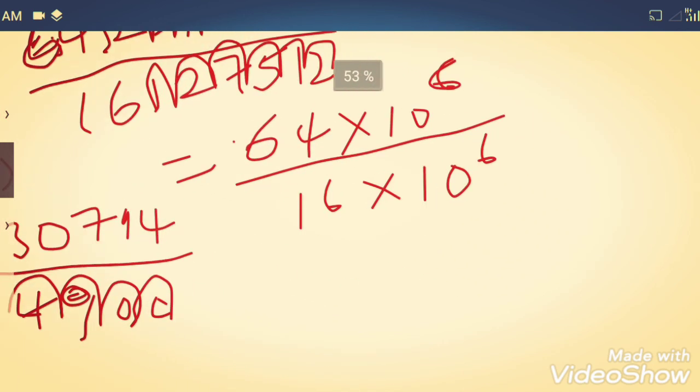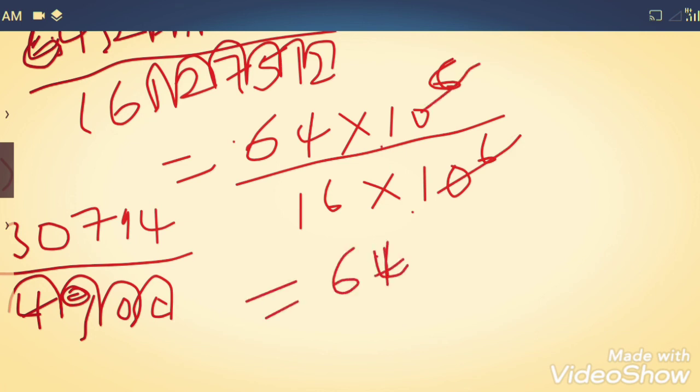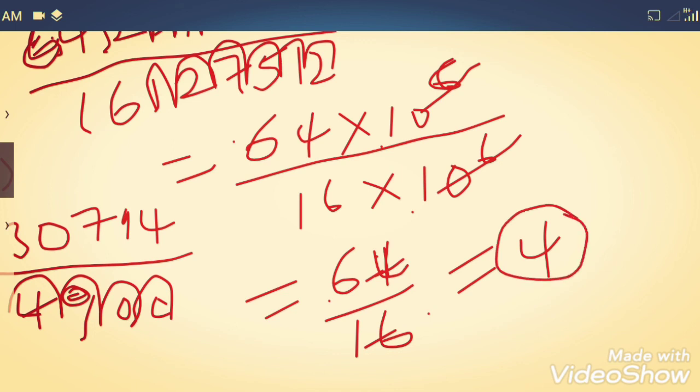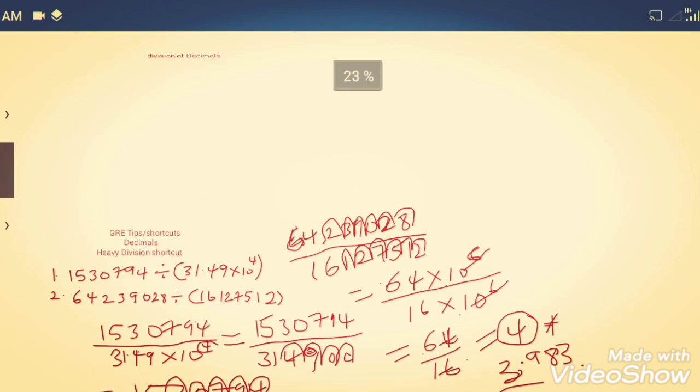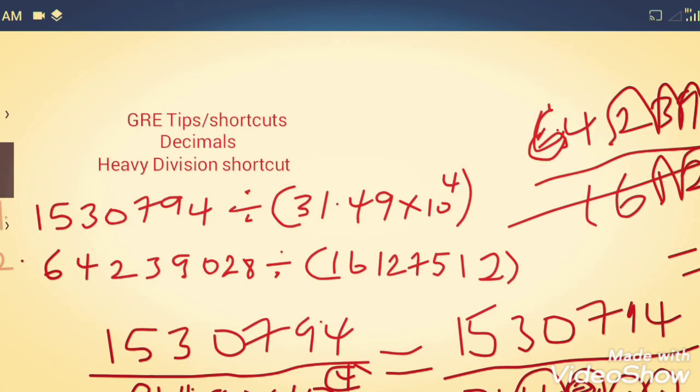From here again, this will cancel this. You have 64 over 16. Now 16 into 64 will give you 4. I think when you use a calculator, the actual answer is 3.983. You can verify that with your calculator. You can see that the answer we got is not very far from the actual answer. So this is one way to get around these long division questions.